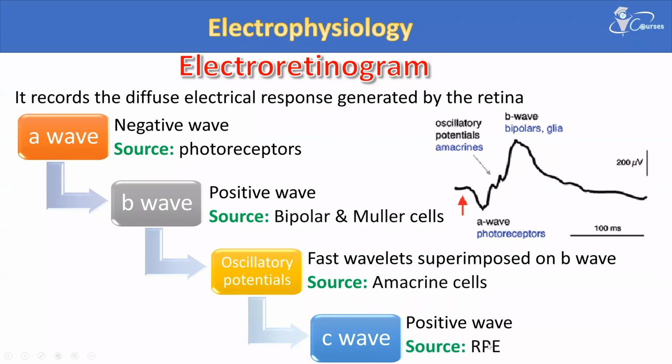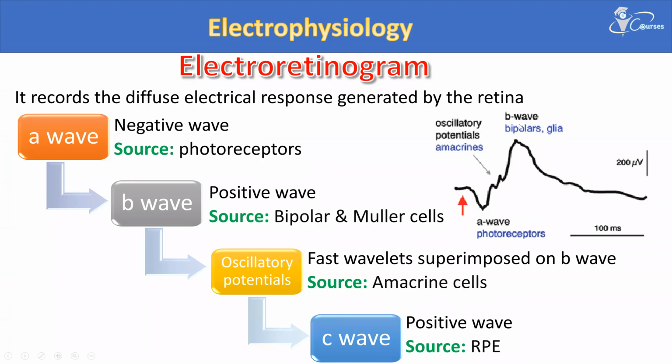And finally, the C wave is a positive wave that sometimes appears, and its source is the retinal pigment epithelium. However, there is another kind of electrophysiology modality for measuring electrical activity from the RPE called the electrooculogram. We will come to that in the next one. So the most important here are the A wave and the B wave. As you notice, the A wave is negative and a small wave, and the B wave is positive and a large wave.